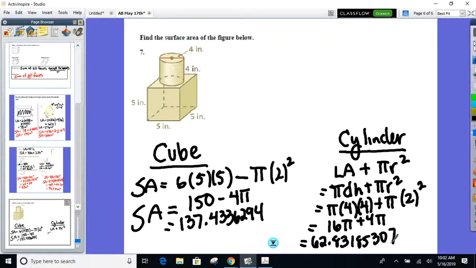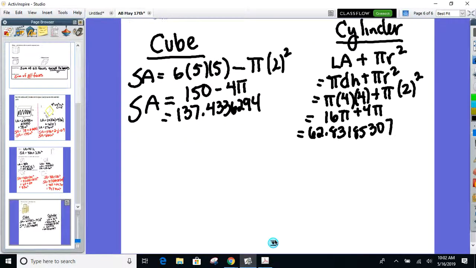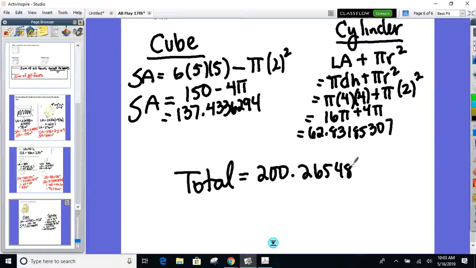And then what am I going to do with everything at the end? Add it up. Total surface area, here you go. And we get about, what are we rounding to? It doesn't say, does it? It looks like we're writing it all out, huh? 200.2654825 units, inches squared.